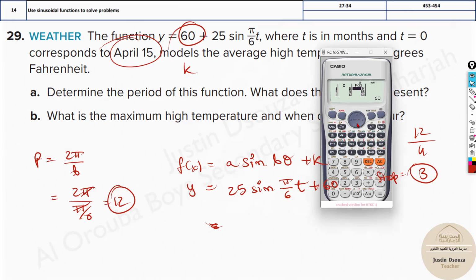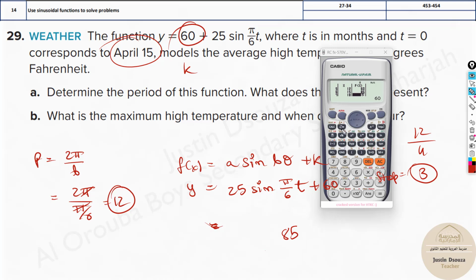So at 0, it is 60, then it goes until 85, then it comes down to 60, then it goes down to 35, 60, it's fluctuating. You can see over here, the maximum value is 85 here. So I can easily tell now, the maximum is 85.